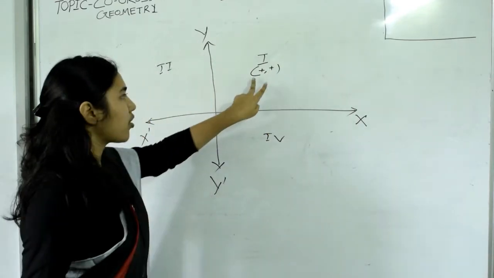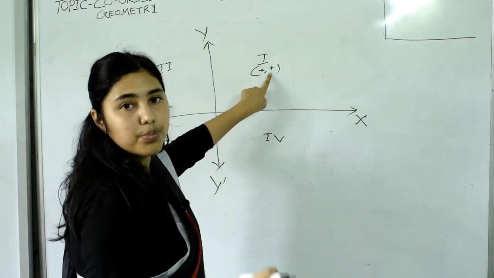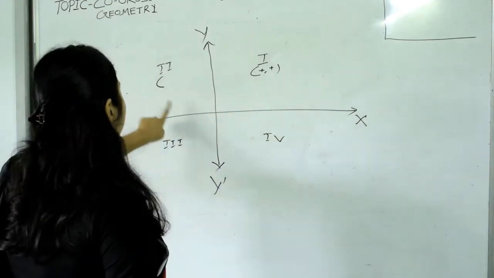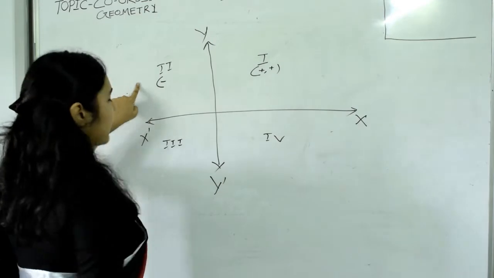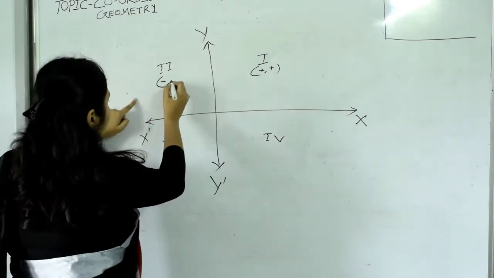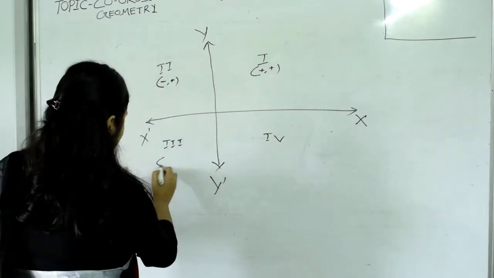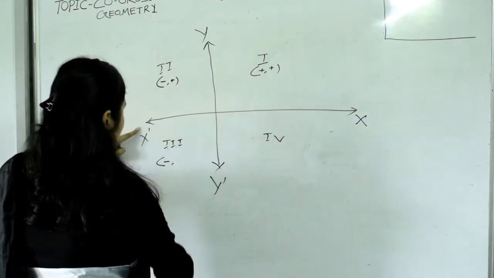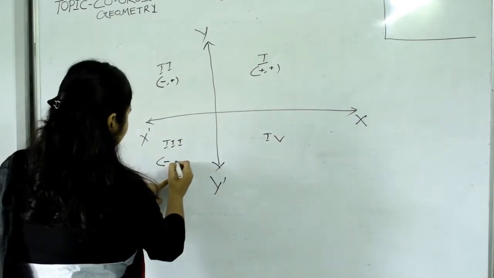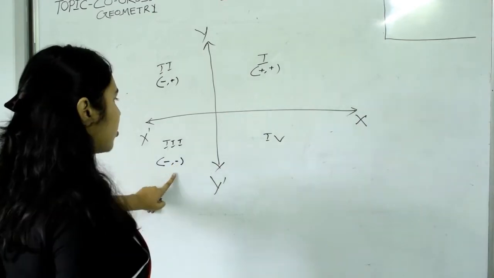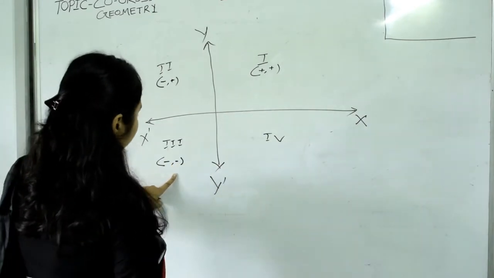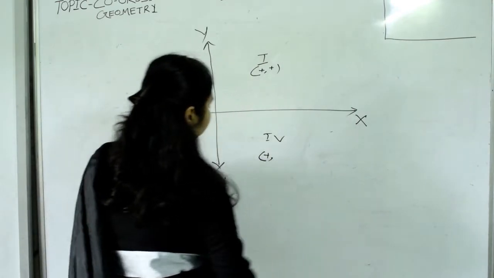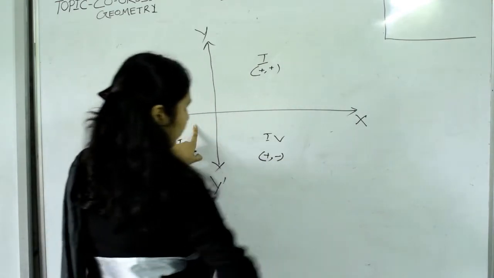Now in the first quadrant, the coordinates x and y both are positive. Second quadrant, x is negative and y is positive. Third quadrant, again x is negative and y is also negative. And in the fourth quadrant, x is positive but y is negative.